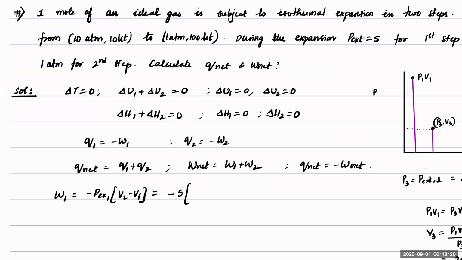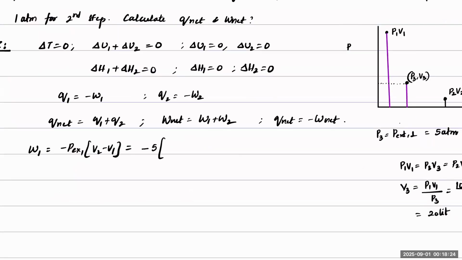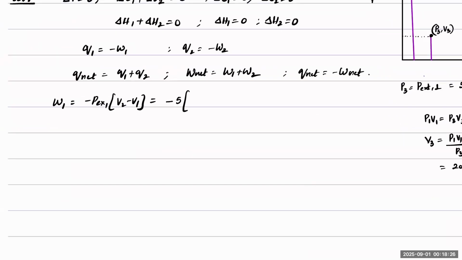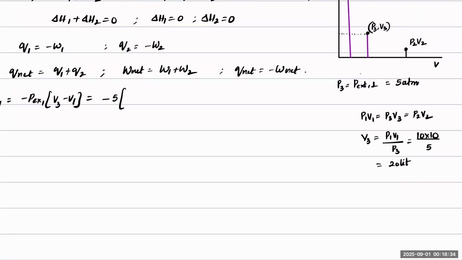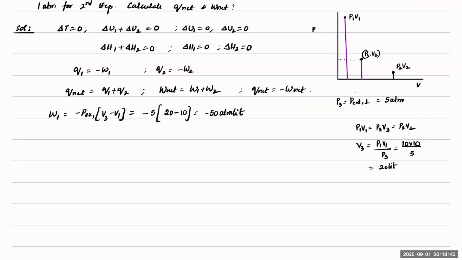So we started off with 10 liters. Now it has expanded up to 20 liters. So this one is supposed to be V3 minus V1. And now V3 is given as 20 liters, minus initially 10 liters. So this is minus 50 atm liter. These are the units. This is the amount of work done. Everybody clear on that?